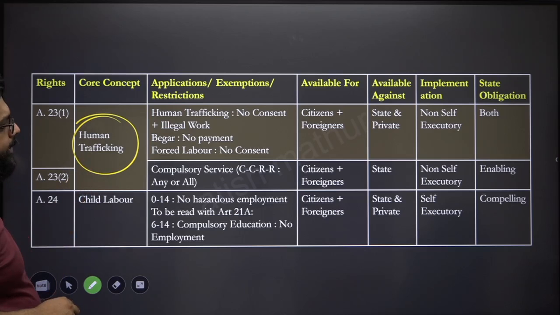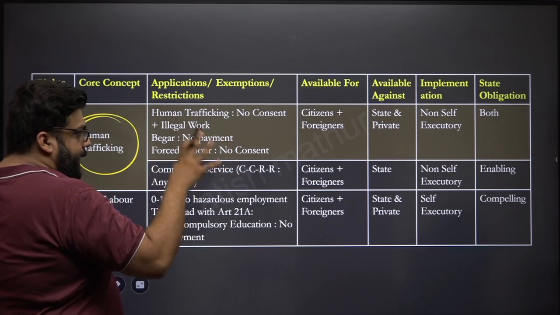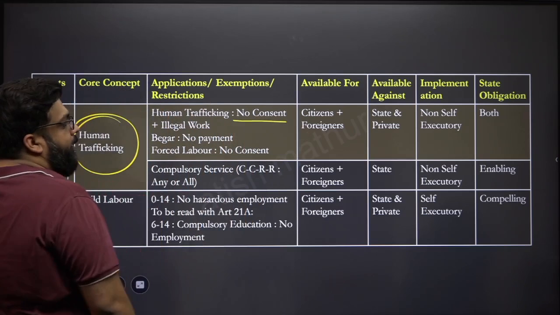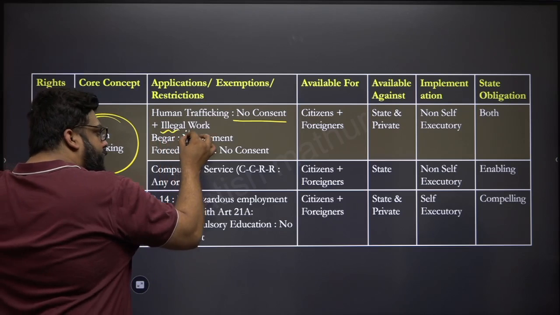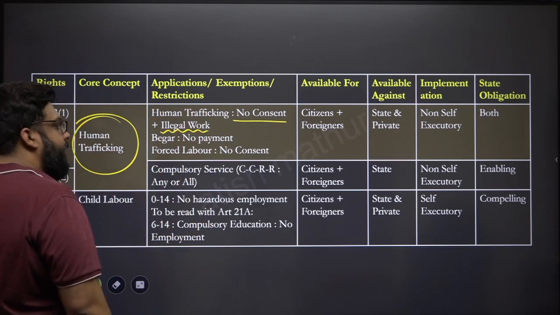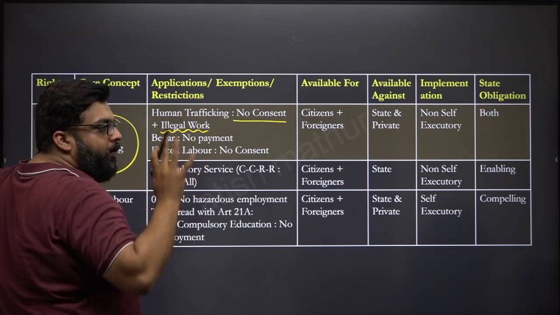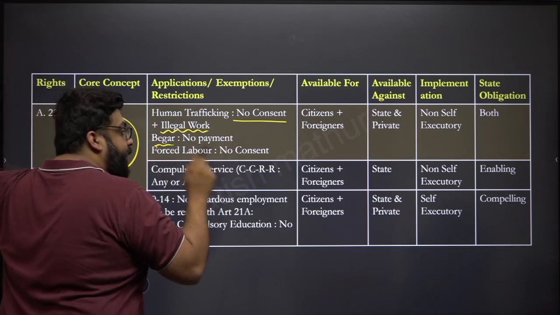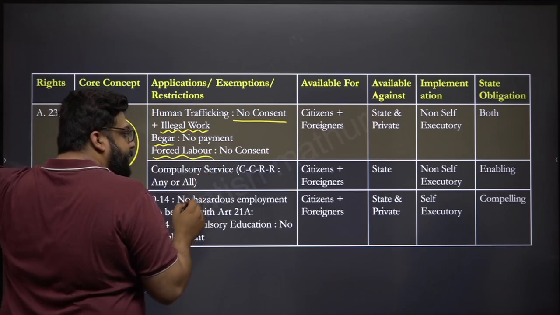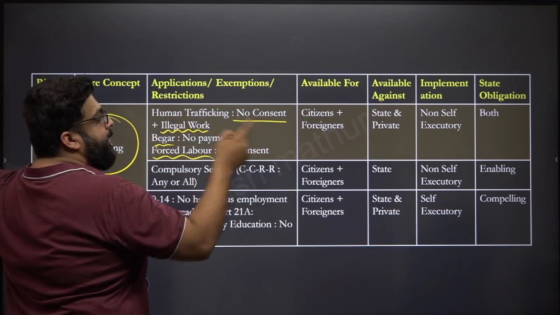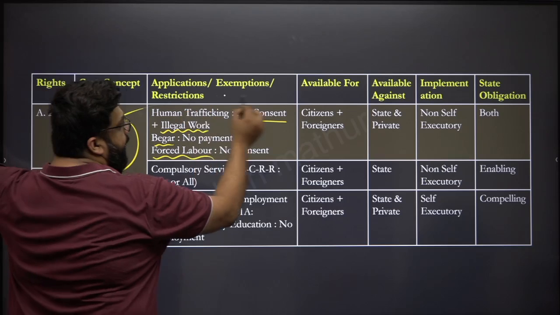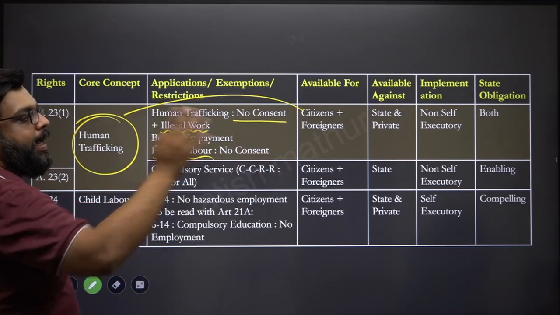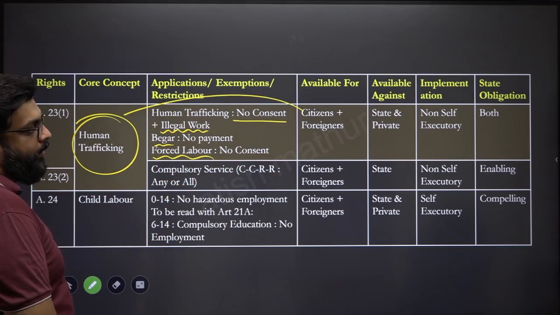Now 23.1 says human trafficking is of course illegal. And what is human trafficking? Human trafficking is when somebody is made to work without their consent and the work dominantly is illegal, right? It has nothing to do with whether you get paid for that work or not. Begar is when you are made to work but you're not paid for it. Forced labor is when you don't want to work and simply there's an absence of consent. So this becomes like an umbrella of violations against people and the dignity of labor and the work around it.